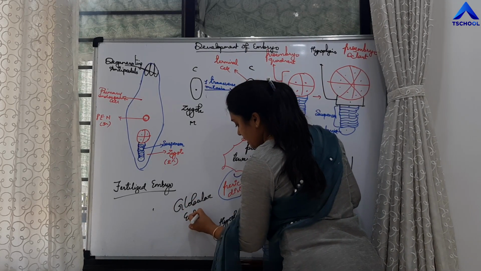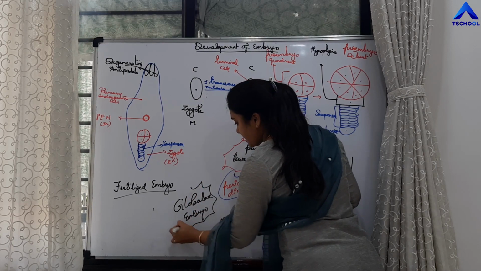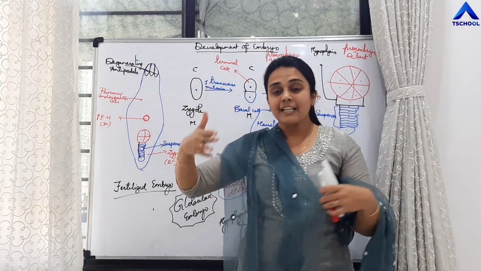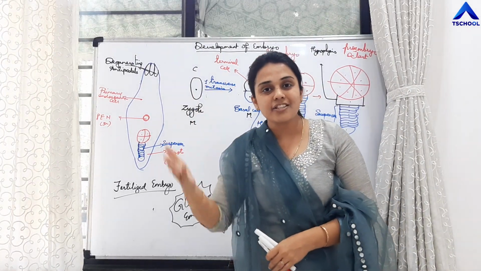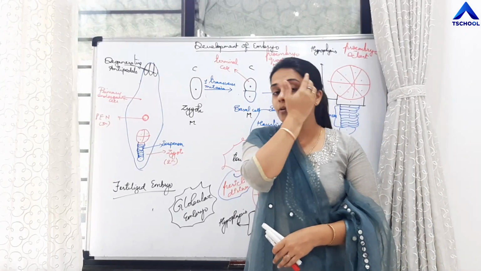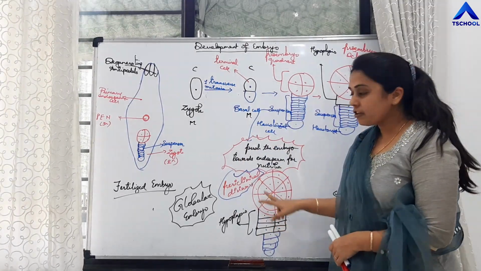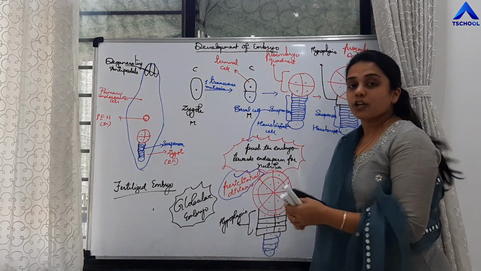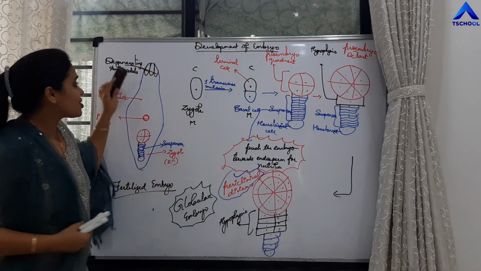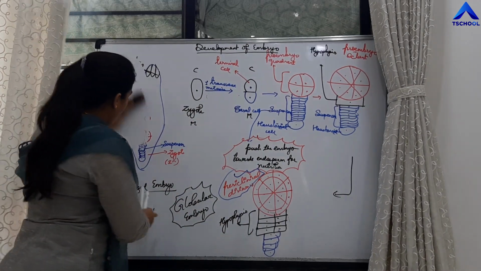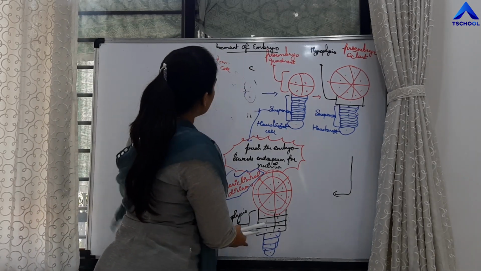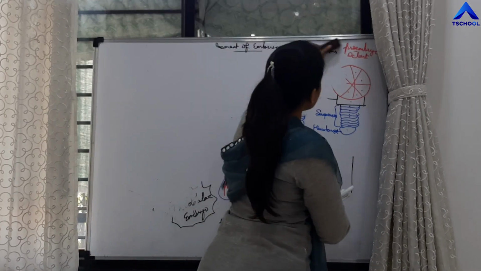Students, whenever there is development of a dicot embryo, it undergoes transition and adopts different shapes, and finally it develops into a mature embryo. So we have studied up to the development of the globular embryo. The next embryo will be the heart-shaped embryo, right? So from the globular embryo, a heart-shaped embryo is formed.